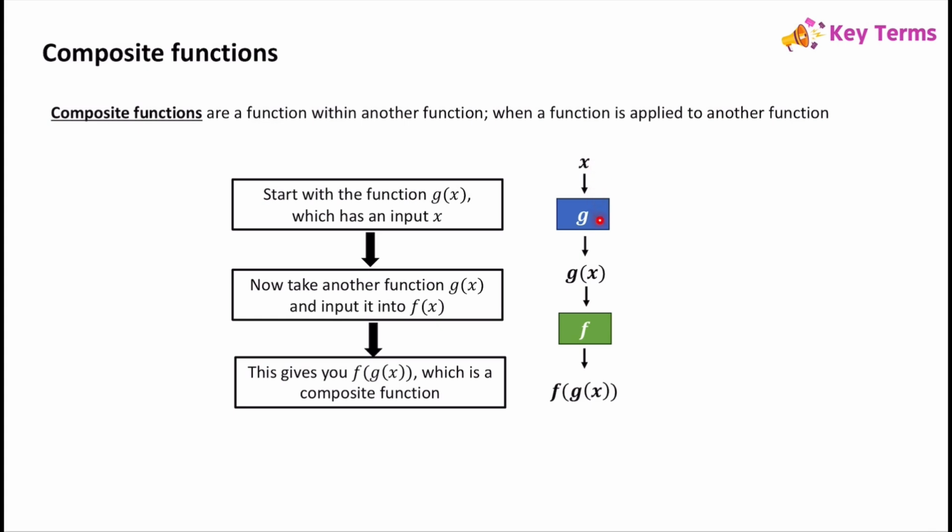Then we apply the function g, which gives us an output g of x. Then we're going to take this output g of x and make it the input of f. And that gives us an output, which is f of g of x. And this is now a composite function because you see it contains the function g of x within f.